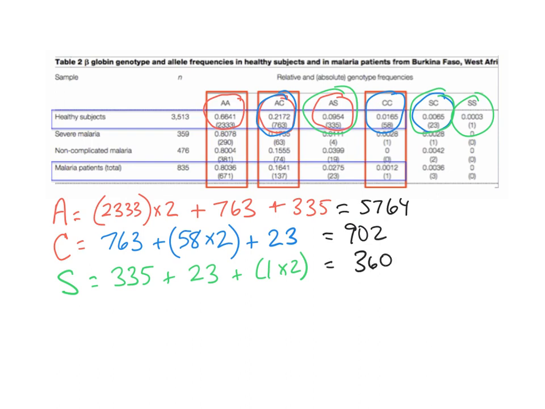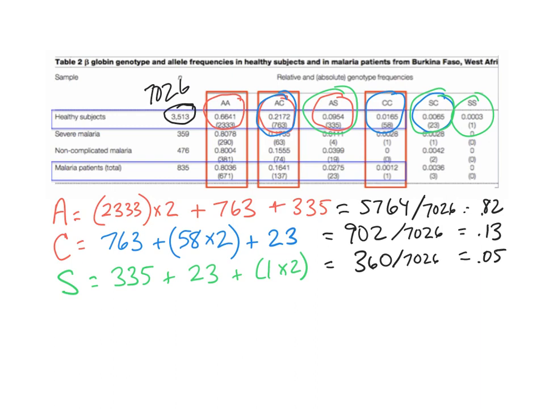Now, we have to decide what percentage that is. So we have to figure out how many actual beads in the bucket, or alleles, we had. We can see here that we had 3,513 individuals, but each of those individuals carries 2 alleles. That means we actually have double that, 7,026 actual alleles. So we have to divide each of these by 7,026 to get the percentage. And what you'll find is that we're about 82% A alleles, about 13% C alleles, and about 5% S alleles.